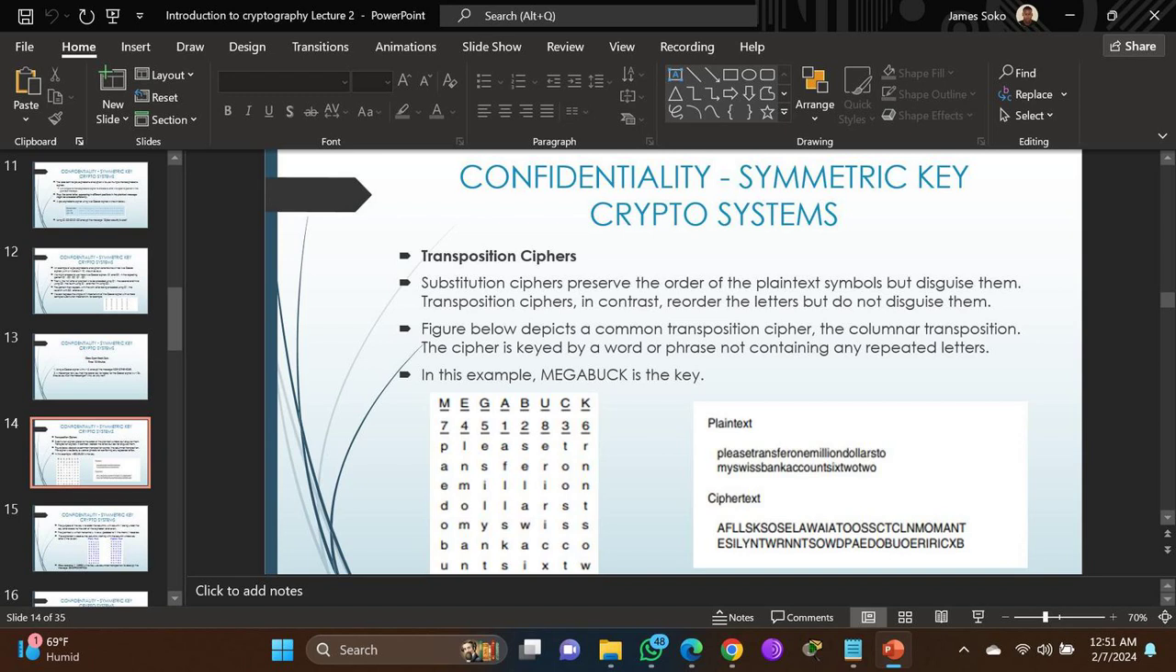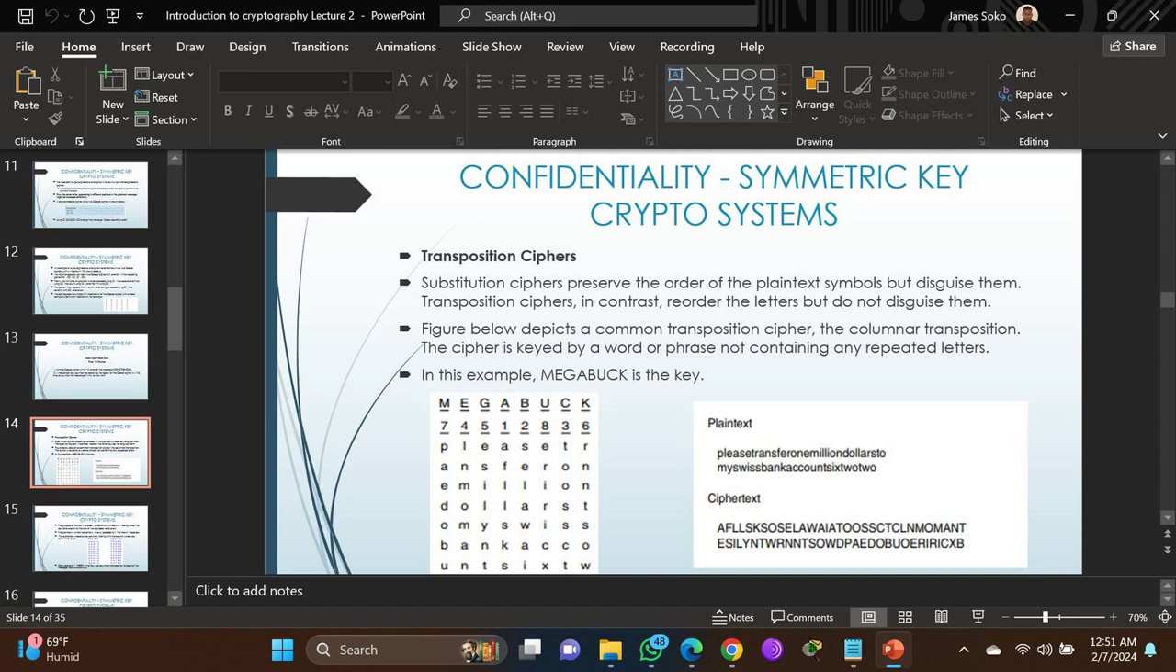So when you say 3 by 4, you know that 3 is rows, right? 4 is columns, not so? That kind of mathematics, from grade 9 to grade 12, we should be able to understand by this time. Now let's look at that simple example there. First of all, we have a message. The message says, please transfer $1 million from my Swiss account, not so?